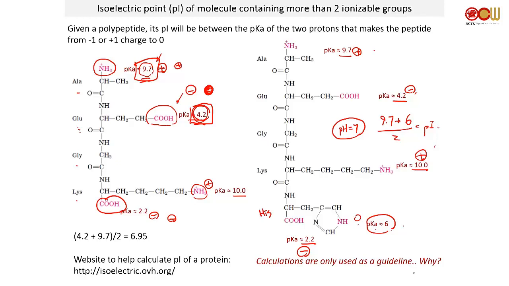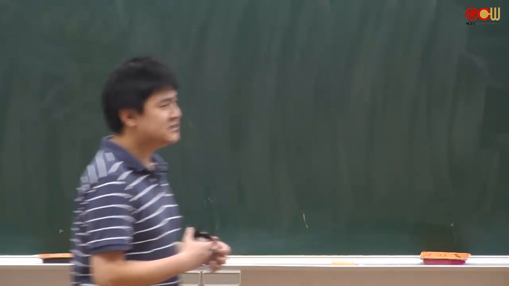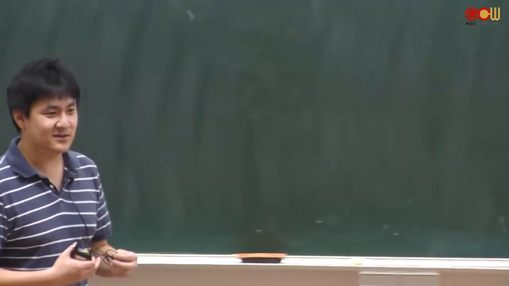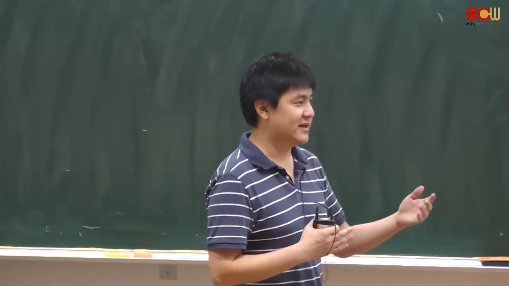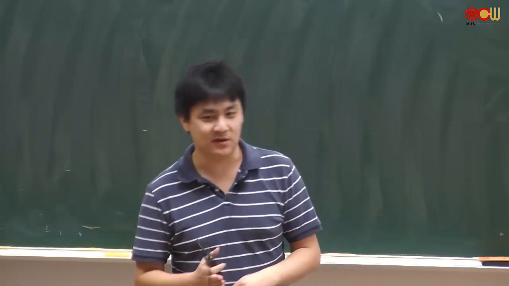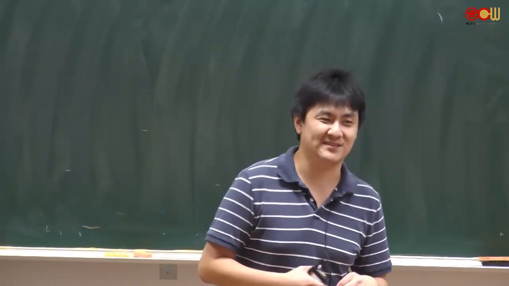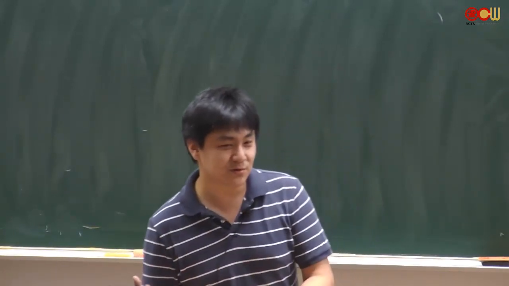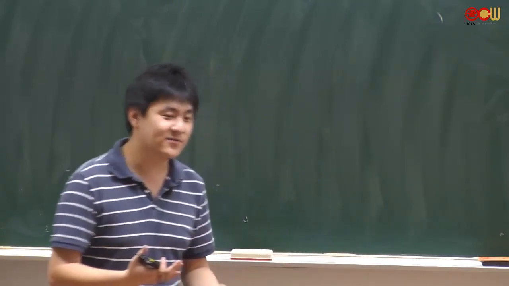But of course we can do an estimate. So that's what this website is for. You can go on this website and throw a random protein sequence into it, and it's going to tell you the pI. And the pI is usually pretty close. It's not going to calculate, say, 6, and then you do the experiment and it gives you like 9. No. It's going to be like 6 versus 6.2, 6 versus 6.1.